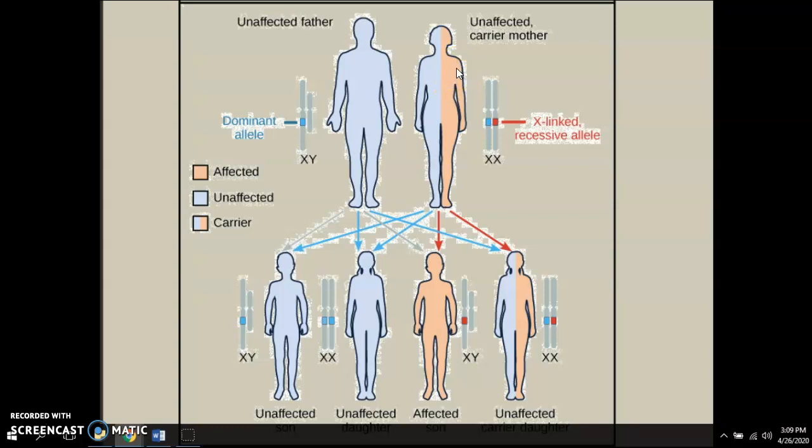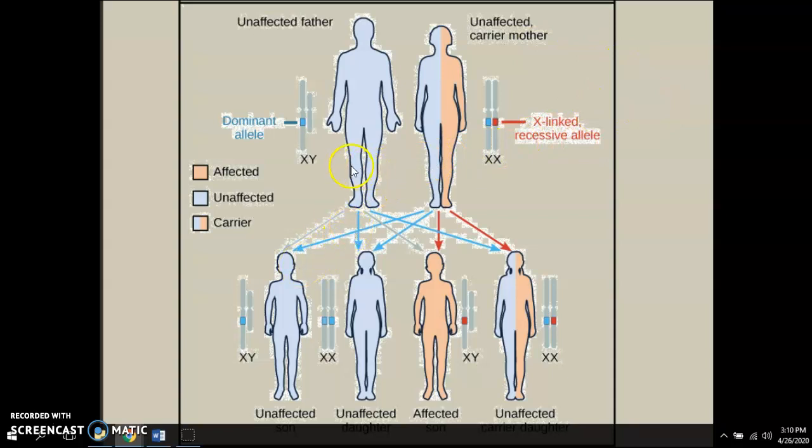You may have remembered that from last week's lecture. Even though she is unaffected, she is still carrying that allele with her on her X chromosome. So we are looking at color blindness, which is found on the X chromosome. Unaffected father, unaffected mother, but she is carrying it with her. So there is some probability, we'll see. Okay, so let's look at their children.